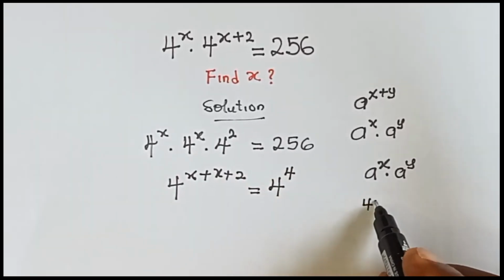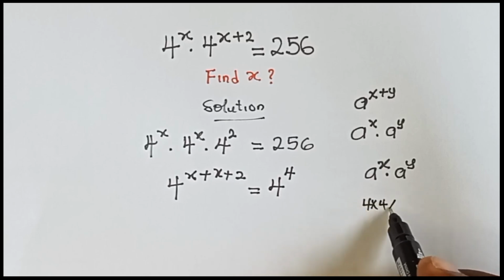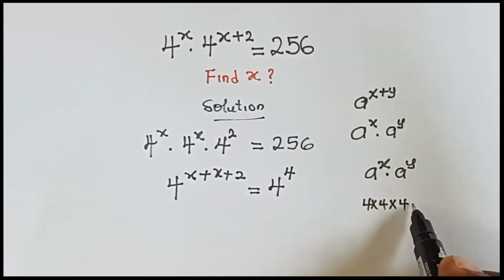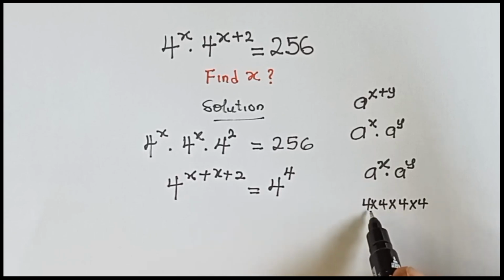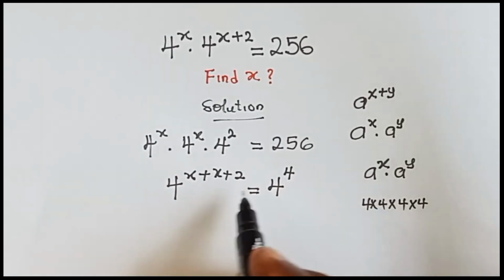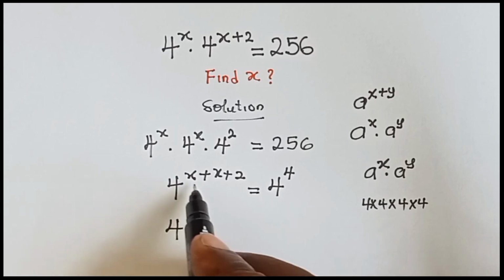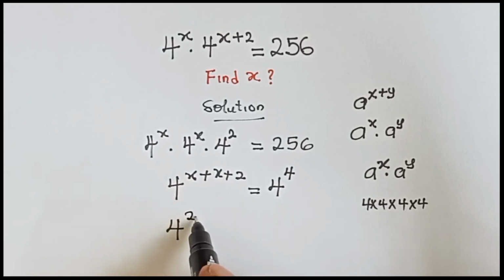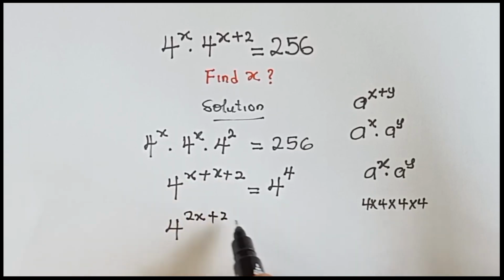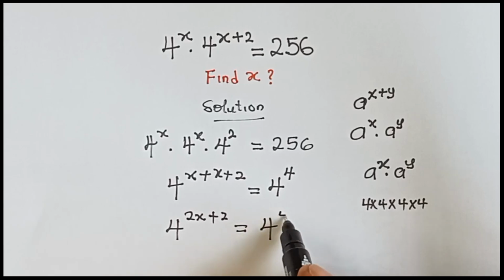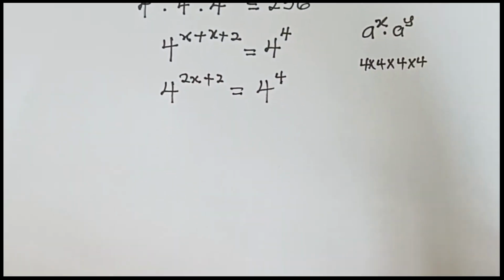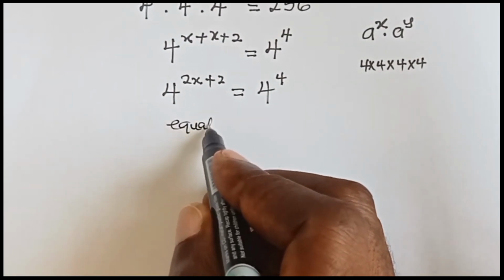Because we have 4 times 4 is 16. 16 times 4 is 64. 64 times 4 is 256. And that is 4 raised to power 4. Now we can add this. x plus x will give us 2x plus 2 equals 4 raised to power 4. Right, let's equate the powers.